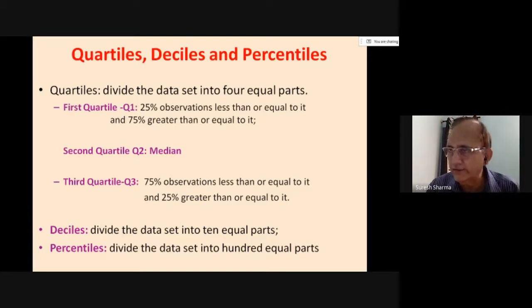Q3 is the third quartile, which means 75% of the data is below this and 25% is above it. These are known as quartiles. Q2 is nothing but the median, which is halfway. Deciles divide the data into 10 equal parts. Percentiles divide the data into 100 equal parts.